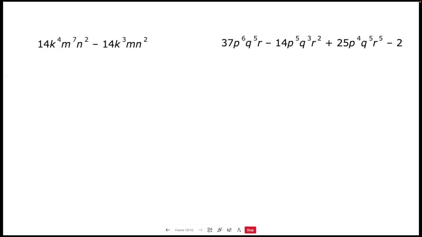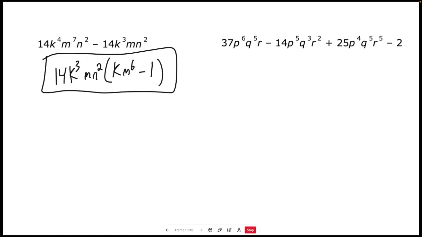Okay, now that you've had time to work these problems, let's check your solutions. For the first problem, you should have gotten 14k to the 3rd m n squared (k m to the 6th minus 1) for your final answer.